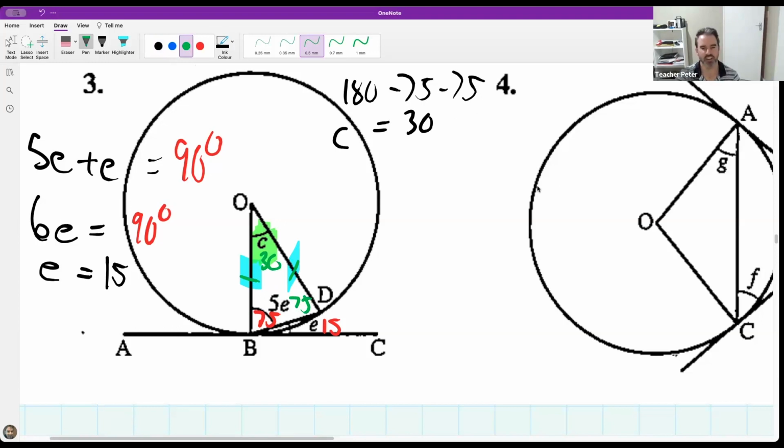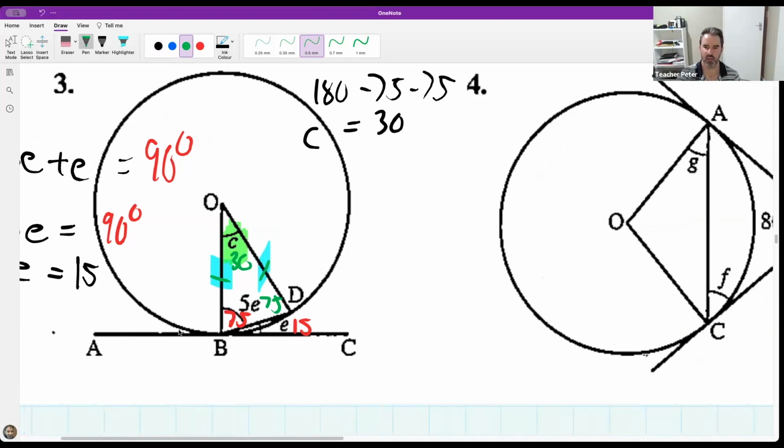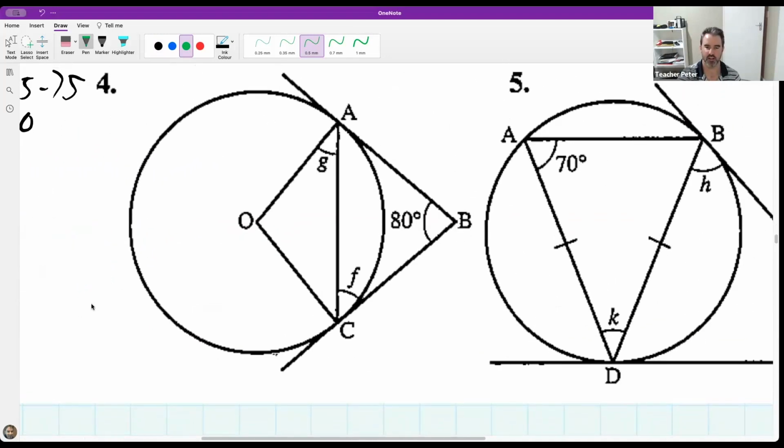Okay, so we're starting to get a feel for these new tangent theorems and how they can be used. Let's do this one over here. In this one, you need to find F, and you also need to find G. So see if you can find what F is and what G, and what theorem that I showed earlier tonight would come up in this one. Tangents from a common point.